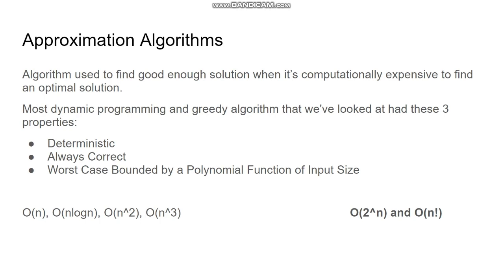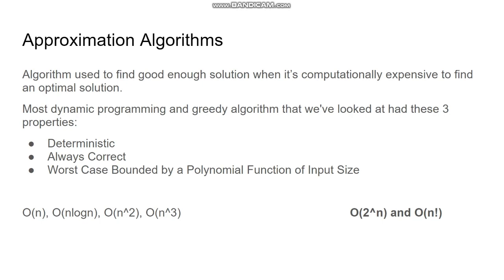As we have studied, the dynamic programming and greedy algorithms both comprise these three properties. They are deterministic, they are always correct, and the worst case is bounded by a polynomial function related to the input size. So we have looked at algorithms that had complexities like big O of n, big O of n log n, big O of n squared, and big O of n cubed. But what about problems that have complexity like big O of 2 to the n, or worse, big O of n factorial? These problems are extremely difficult to actually come up with a solid answer for in a reasonable amount of time.